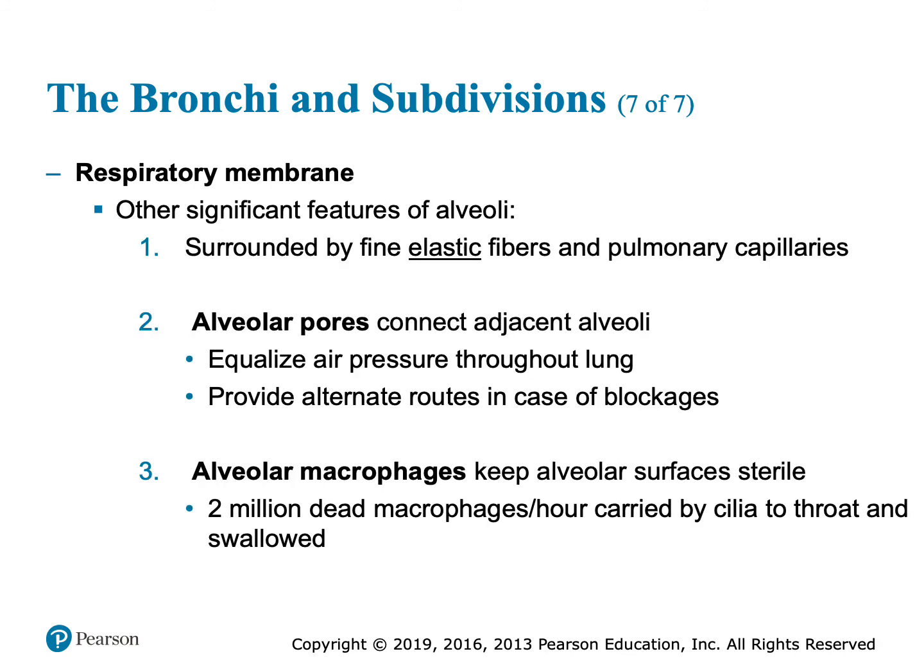So of course, elastic fibers, because the lungs are constantly getting big, going down, getting big, going down. And of course, if we need to exchange air, we have a lot of capillaries. Here's those alveolar pores giving alternative routes of air exchange in case part of an alveolus gets blocked. It also helps equalize air pressure throughout the lungs. So you're not going to have one area of lungs that's going to collapse all the time.